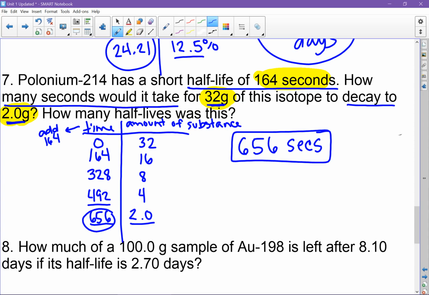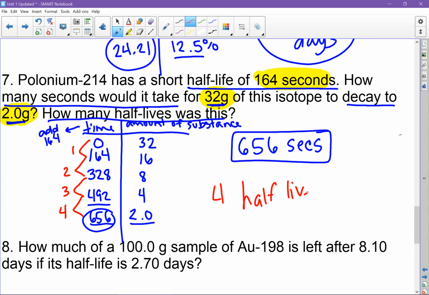And the second question says, how many half-lives was this? So we're just going to count. From here to here was 1. From here to here is another one. Here to here is another one. And here to here is another one. So altogether, that process took 4 half-lives. That means we divide it in half 1, 2, 3, 4 times.